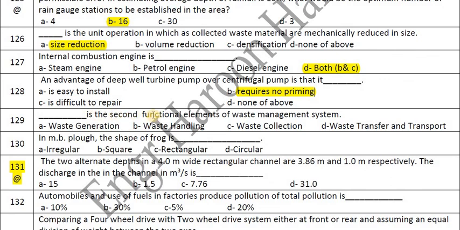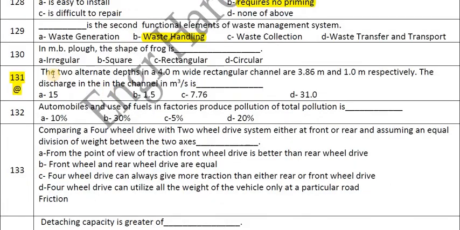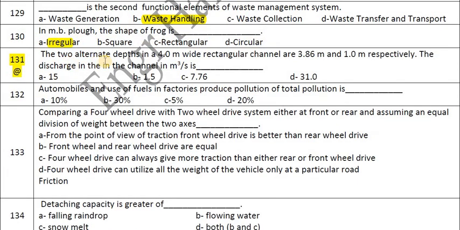Which is the second functional element of waste management system? So waste handling is the second functional element. In moldboard plow, the shape of frog is irregular. Frog shape is irregular. The two alternate depths in a 4-meter wide rectangular channel are 3.86 meter and 1.0 meter respectively. The discharge in the channel in cubic meter per second is 31.